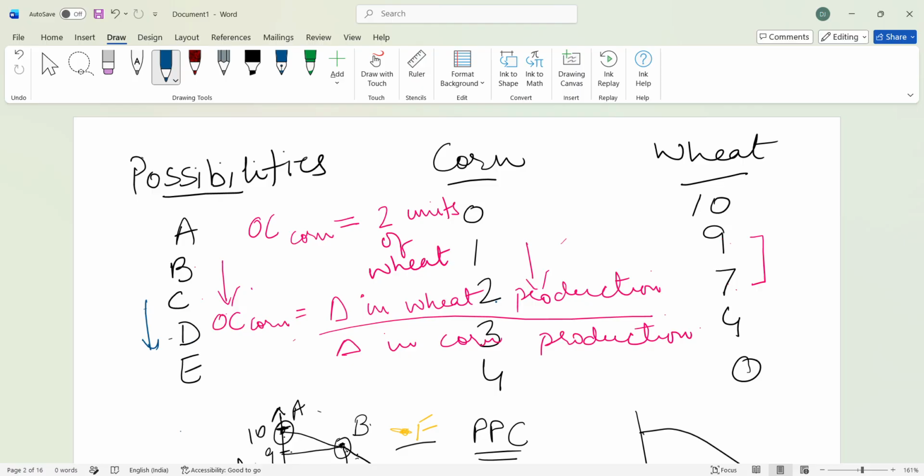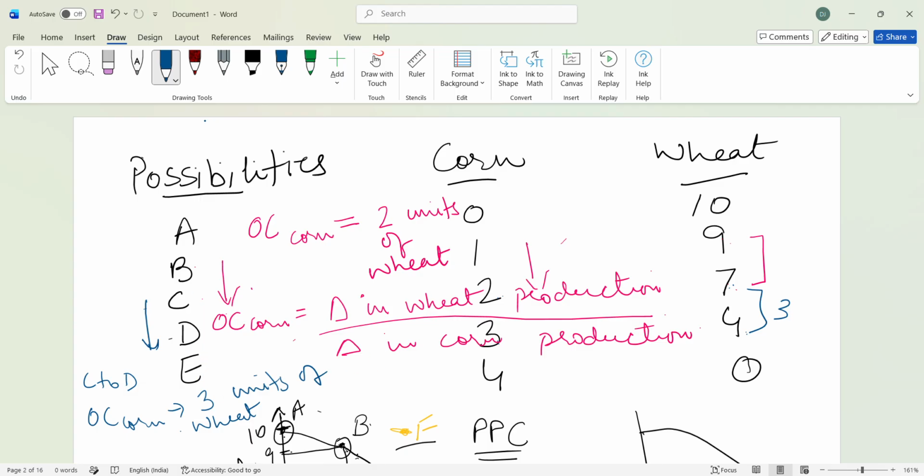So again, the corn production I need to increase by 1 unit. So my opportunity cost of corn from point C to D will be equal to how many units of wheat am I sacrificing from point C to D? I'm sacrificing here 3 units of wheat. From 7, I'm going to 4. So I'm sacrificing 3 units of wheat. So it would be 3 units of wheat. Do you understand? How do you have to calculate the opportunity cost for corn?